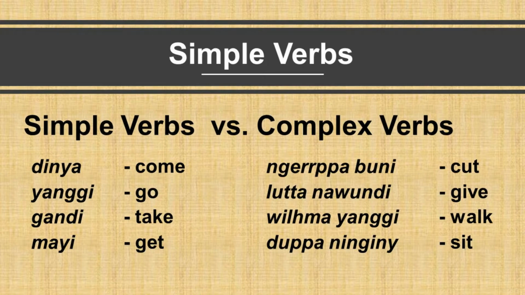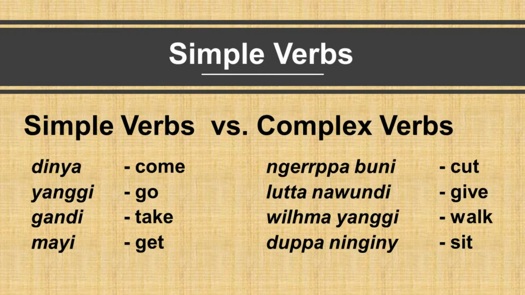If you ask a Wagiman speaker what's the word for give, you could possibly get 3 different answers. One would be Lutta, the other one would be Nawandi, and the next answer would be Lutta Nawandi. For walk, normally the answer would be 𝗪𝗴𝗇. But 𝗪𝗴𝗇 needs to combine with the verb Yangi, which you can see on the left side. So what you're actually saying is go walking.